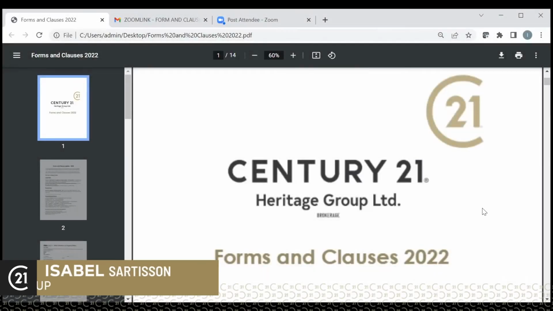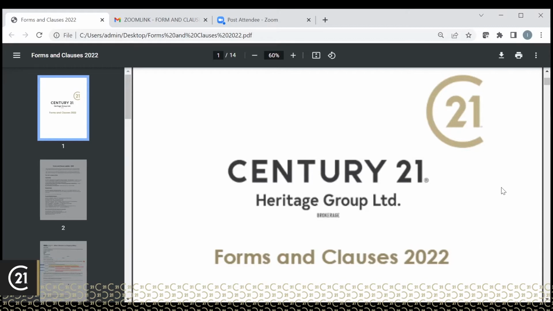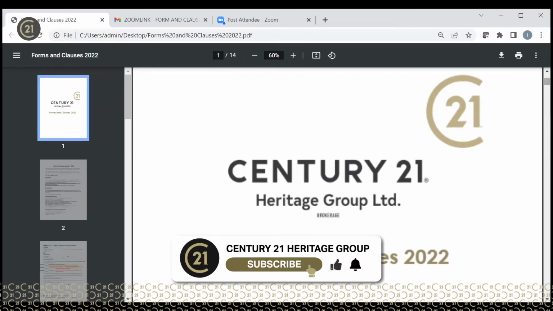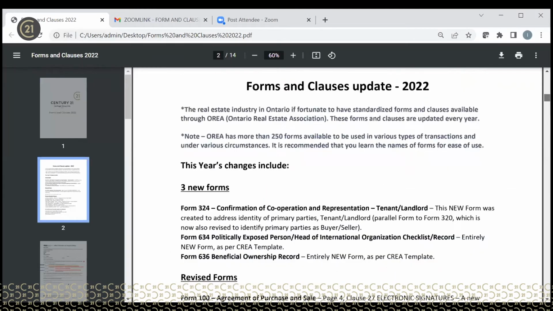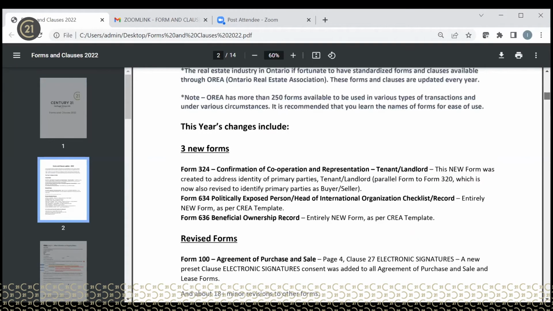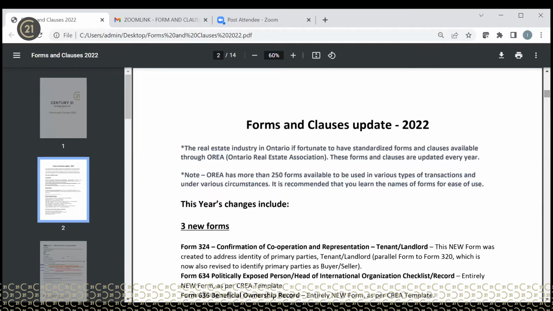Hi, everyone. We're going to do a quick update on our forms and clauses. We do this typically yearly. OREA provides us our forms and our clauses, and we're pretty fortunate to have these standardized forms and clauses available.